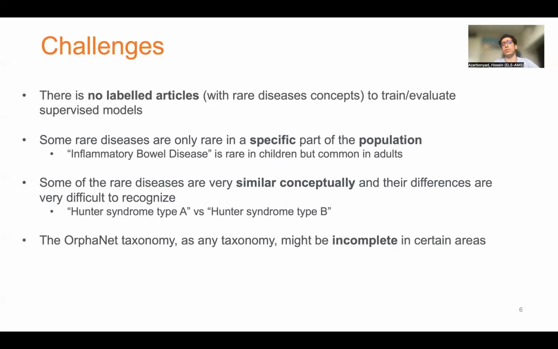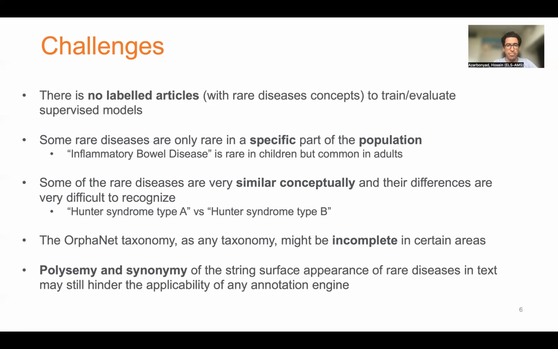And the Orphanet taxonomy, the taxonomy we use, as any taxonomy might be incomplete in certain areas. So this taxonomy is being updated very frequently, actually. So any system that you build should be able to cope with these updates and should be able to apply such changes in the taxonomy structure. And there are also some classical challenges associated with any taxonomy, such as polysemy and synonymy. These challenges also apply to the Orphanet taxonomy. So we need to deal with such kind of challenges as well.